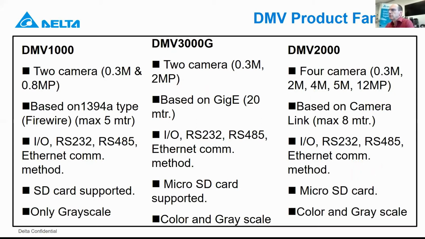DNV1000 can only connect 2 cameras, grayscale, 0.3 megapixel and 0.8 megapixel. The communication between the camera and the controller is based on FireWire and, of course, I/O on site, RS-232, 485 and Ethernet communication. The DNV3000 makes it possible to connect 2 cameras, 0.3, 1 megapixel and 2 megapixel. The communication between the camera and the controller is based on GigE.